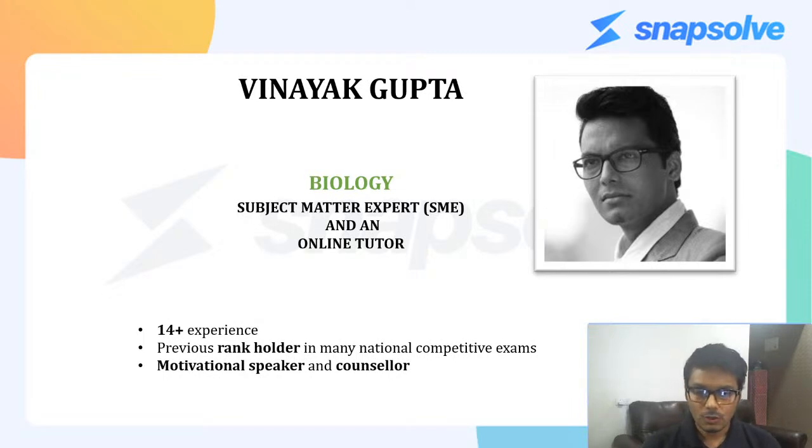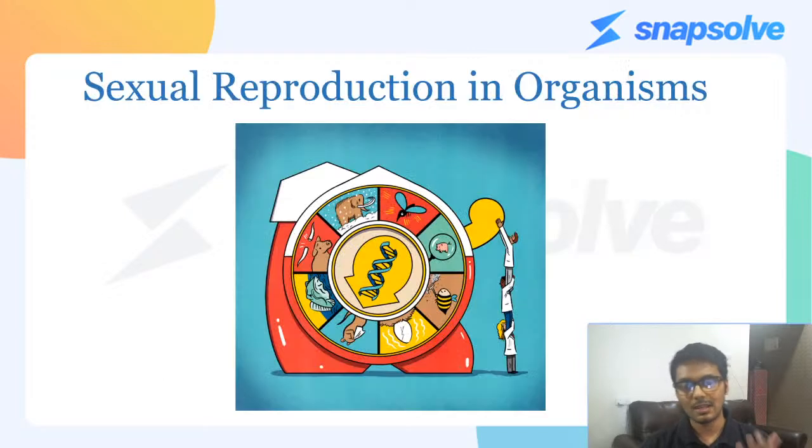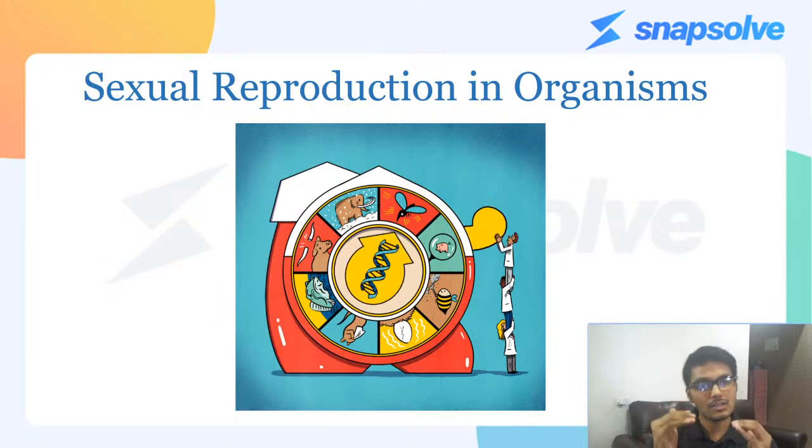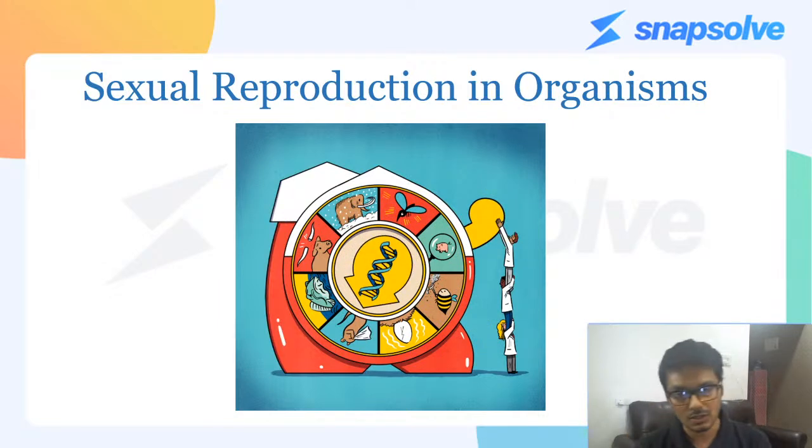Today we'll be continuing with another concept of reproduction in organisms. That concept is sexual reproduction in organisms. तो ये जो sexual reproduction in organisms है, ये आज हम लोग continue करेंगे, यहाँ से पढ़ने की कोशिश करेंगे.